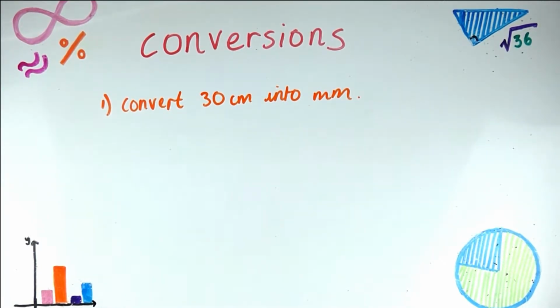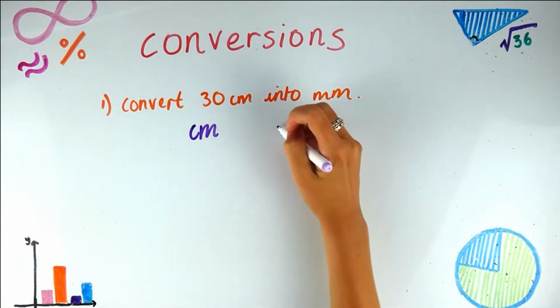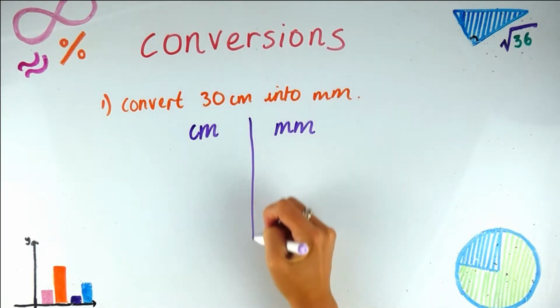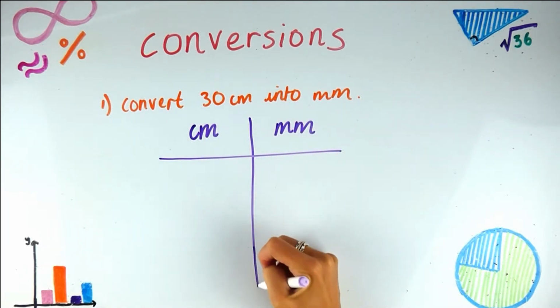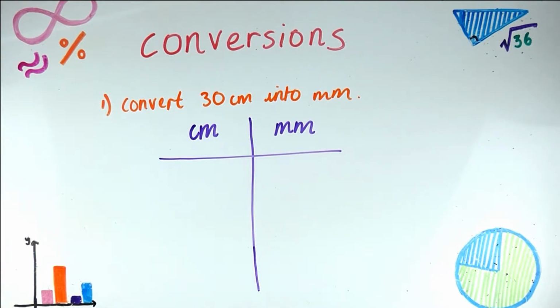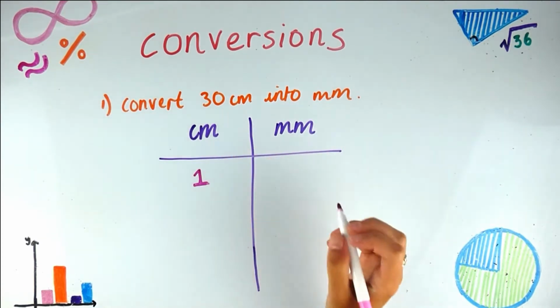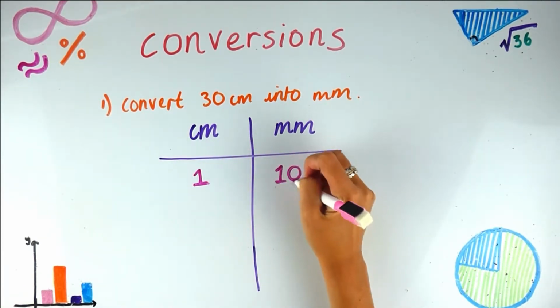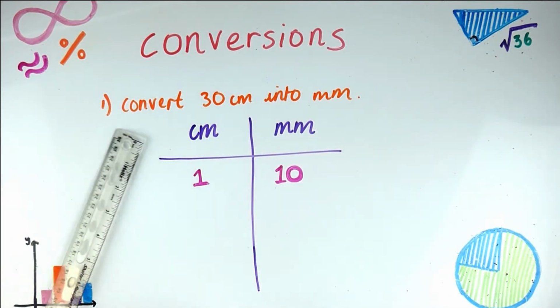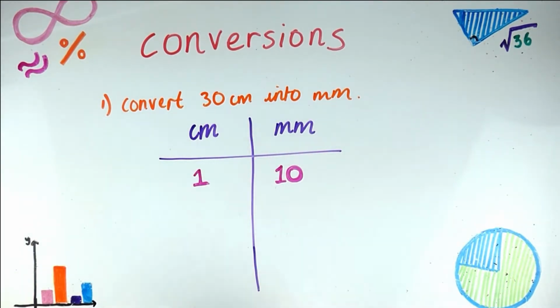And the way I do this, which has always worked really well for me, and I would very much recommend, is I take centimetres and I put that here, and then I take millimetres and I put it over there, and then I have this column situation. And what I know just from my memory, or visualising a ruler, is that 1 centimetre is equivalent to 10 millimetres. So again, looking at a ruler, 1 centimetre is the same as 10 millimetres.